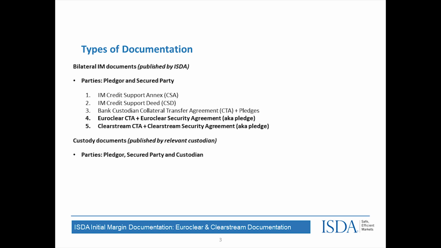And then just to note, finally, in passing, there will be trilateral custody level docs in place between the pledgor, the pledgee, and the custodian. And these, in essence, tend to establish control over the pledged account, i.e., when will the custodian allow the pledgee to access the collateral on a default, for example. And those documents differ custodian to custodian, so they are not published by ISDA.